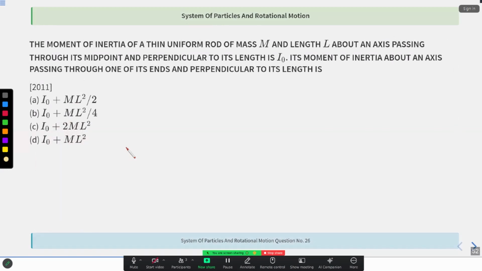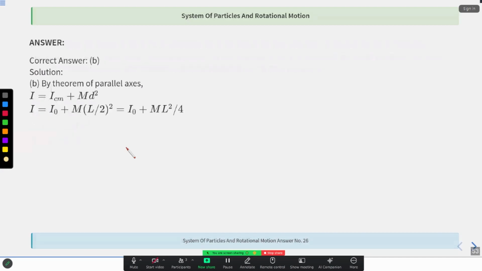The moment of inertia of a thin uniform rod of mass m and length L about an axis passing through its midpoint and perpendicular to its length is I naught. Its moment of inertia about an axis passing through one of its ends, perpendicular to the length, is what? Again, I equals I center of mass plus md square, that is I equals I naught plus m into L by 2 whole square. What was d? d was the distance to the middle of the length, so it is L by 2. All right.